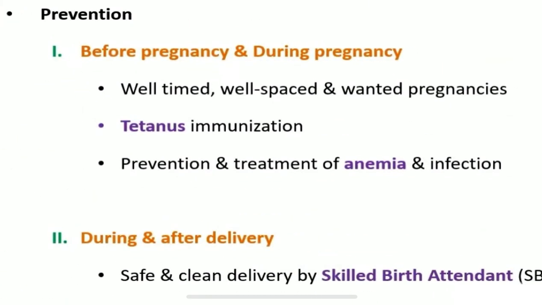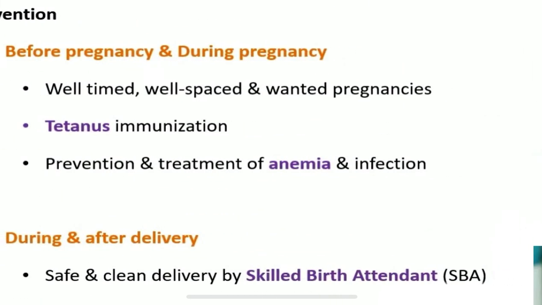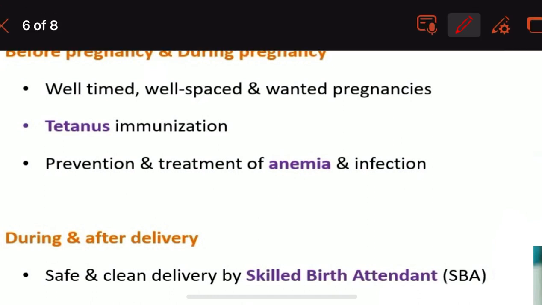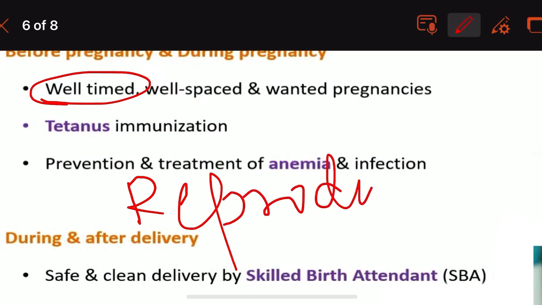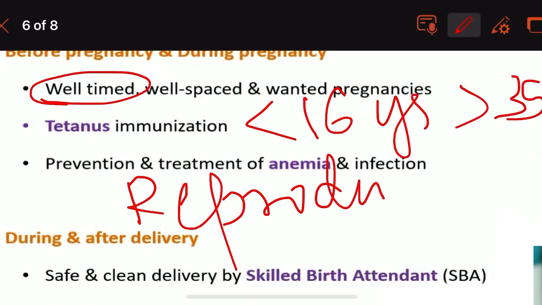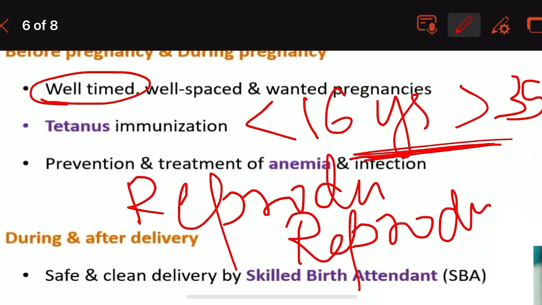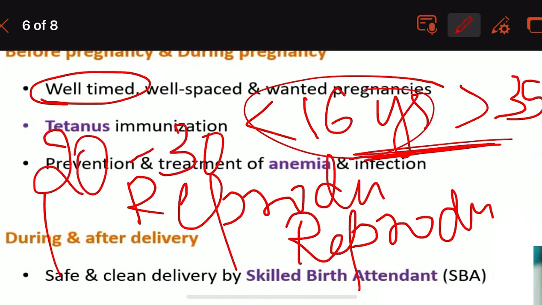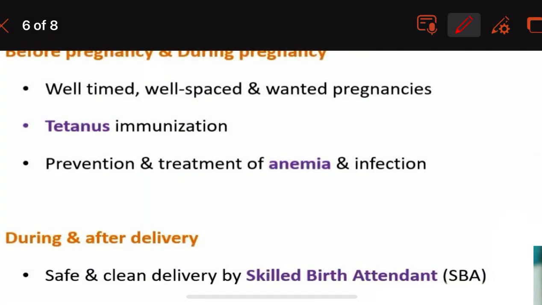So the prevention can be done at all these 3 levels. At this level, how can we prevent it? By well timed, well spaced, and wanted pregnancies. So what are they saying? Well timed pregnancies should occur during the reproductive age group. We know that the cause of death is less than 16 years and more than 35 years. So we have to make sure that the pregnancy occurs during the healthy reproductive period. It is best to have it from 20 to 30 years of age. Okay, it is good. So we have to make sure it is well timed and well spaced.